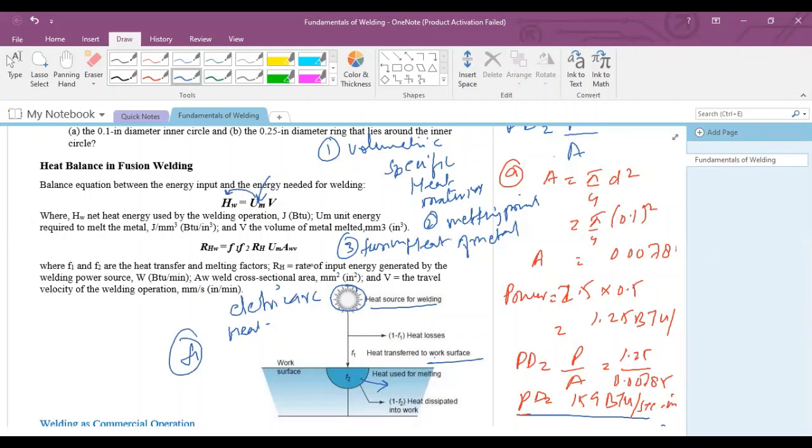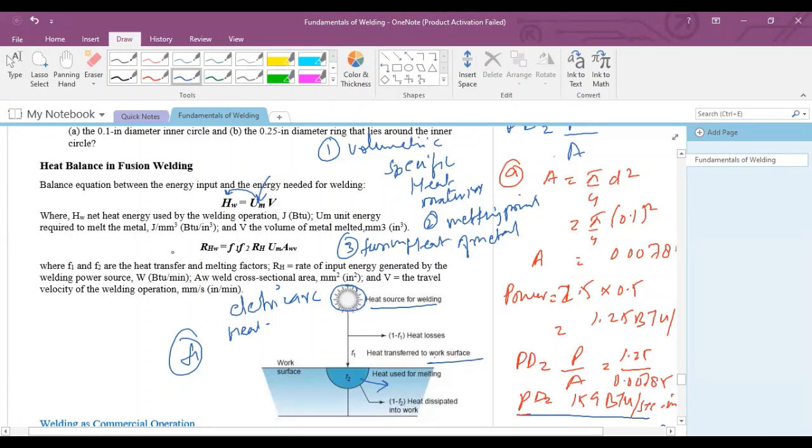HW has the unit joule in SI, and in FPS it is British thermal unit, BTU. UM is the energy required to melt the material per unit volume, and its unit is joule per mm cube, and BTU per inch cube in the FPS system. V is the volume of the metal melted, which we can take in mm cube, inch cube, or centimeter cube. This is another relation between HW and UM.